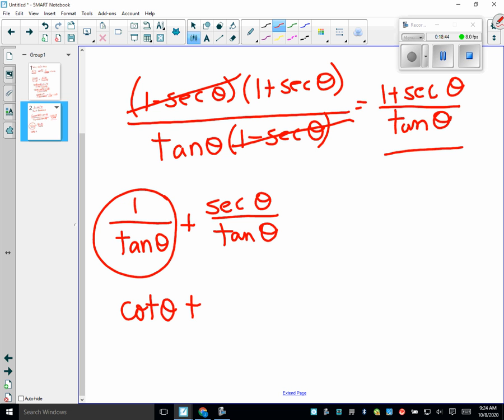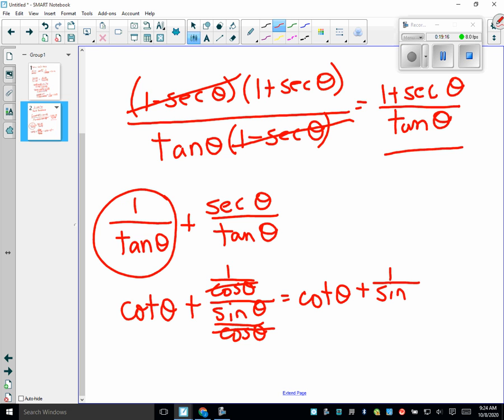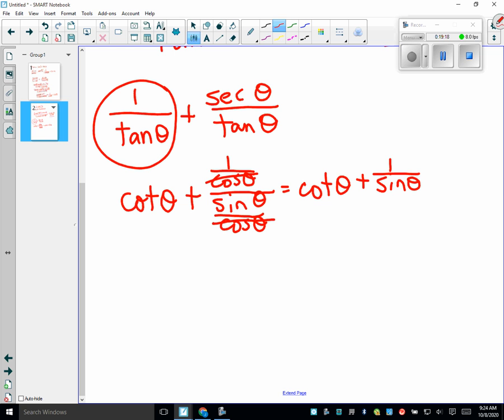I can't multiply because I don't have an equal sign. Can I now change to sine and cosine? Yeah. What's the top? 1 over cosine. What's the bottom? Sine over cosine. So it's just 1 over sine, because my cosines cancel. So now I have cotangent of theta plus 1 over sine of theta. Wow, I am close.